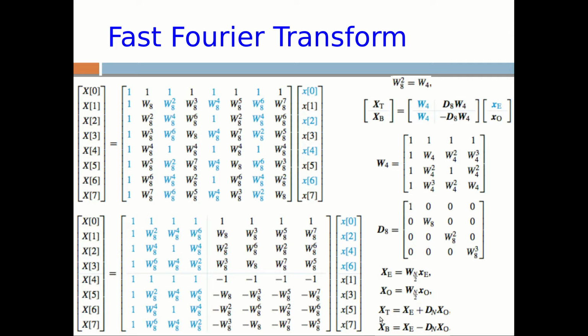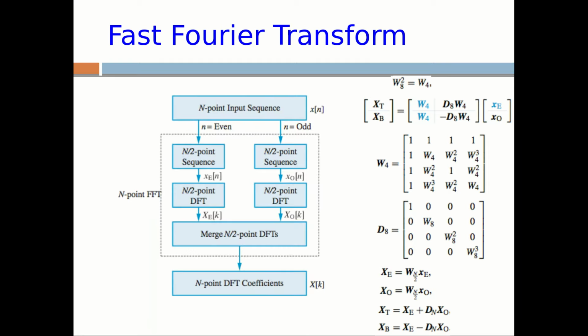So the coefficients of the N-point DFT here, Xt and Xb. Xt is the top part, the first 4 coefficients, and Xb are the next 4 coefficients, which can be found using these equations, where Xe is W_N/2 small xe and Xo is W_N/2 small xo. This is small xe and this is small xo, the even samples and the odd samples. So here if we see, we can compute an N-point DFT as a linear combination of two N/2 point DFTs.